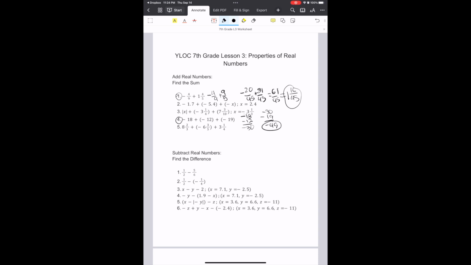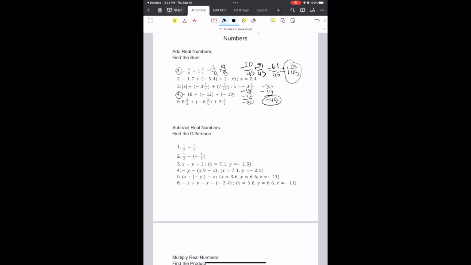Alright, so now let's move on to subtracting real numbers and to find the difference. So let's start with number 1. 1/2 minus 5/6. So first you're going to want to find the common denominator. So 1/2 times 3 will equal 3/6, and then minus 5/6. So then 3 minus 5 is equal to negative 2 over 6. And then you can simplify this. So negative 2/6 simplifies to negative 1/3.